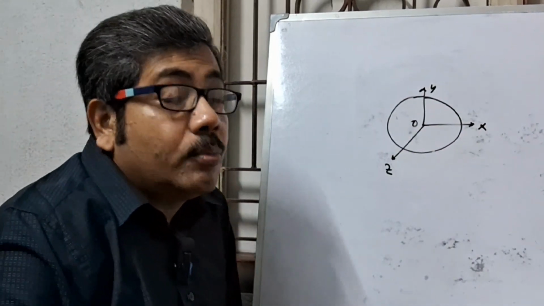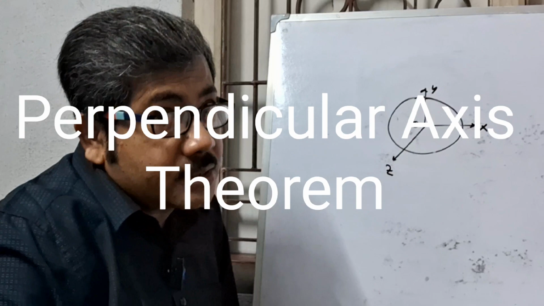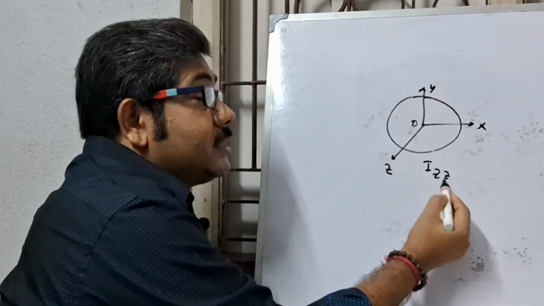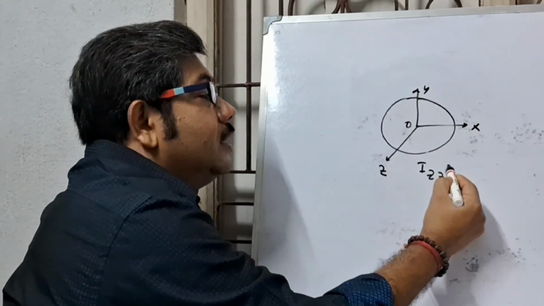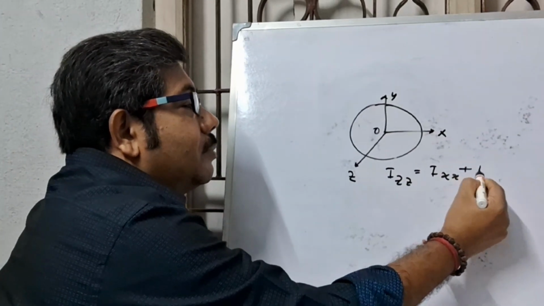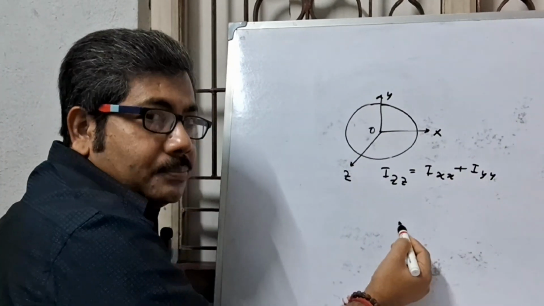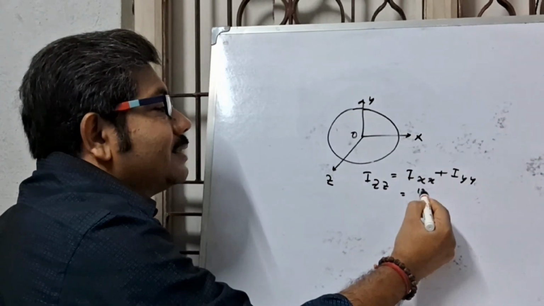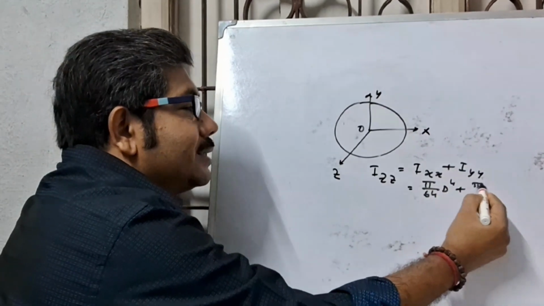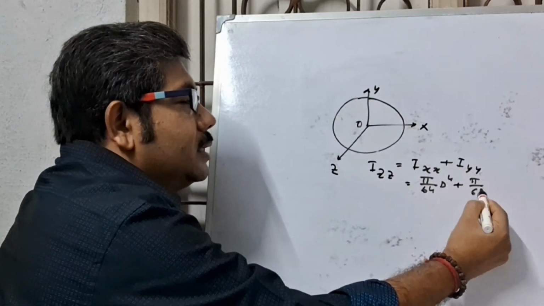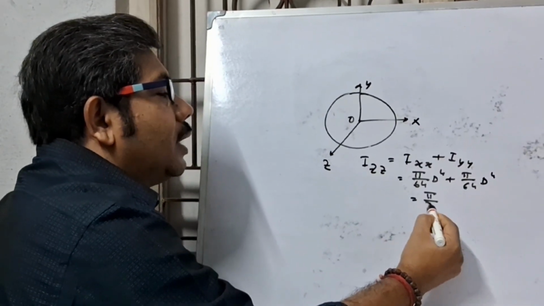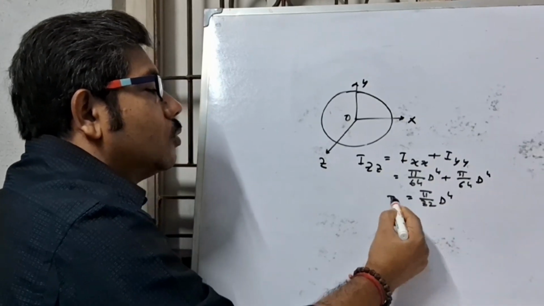From the chapter moment of inertia, from the perpendicular axis theorem, we know that I suffix ZZ, that means moment of inertia about the ZZ axis, equals I suffix XX plus I suffix YY. Putting the value of Ixx, this is pi by 64 d to the power 4 plus the same value, pi by 64 d to the power 4. So this is pi by 32 d to the power 4.